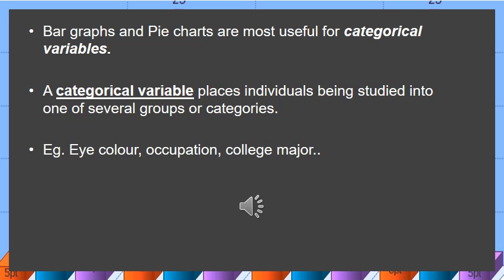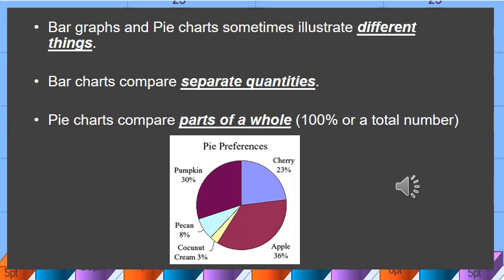An important reminder here, bar graphs and pie charts are there to illustrate categorical variables only. And a categorical variable is not a number, it is a category. Your occupation, your gender, etc. An important detail as well. Bar graphs and pie charts can illustrate different things. Bar charts compare separate quantities, so they can be used for nearly all categorical variables.